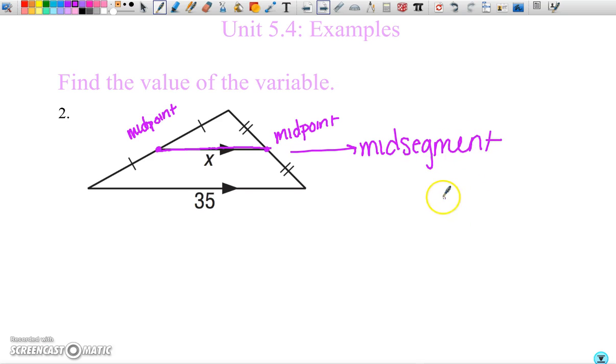Well, what did we say a midsegment does? A midsegment is half of this length. So to find x, we find out what is half of 35. That's all you have to do. You just divide 35 by 2 to get a total of 17.5. There you go.